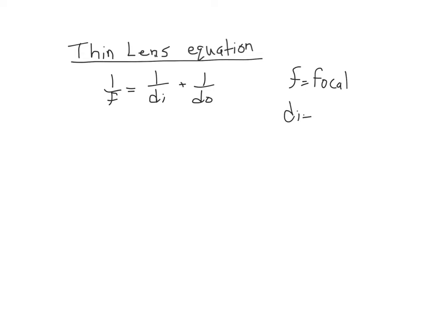Di is going to be the distance of the image. And do is going to be, pause the video if you want to, it's going to be the distance of the object.